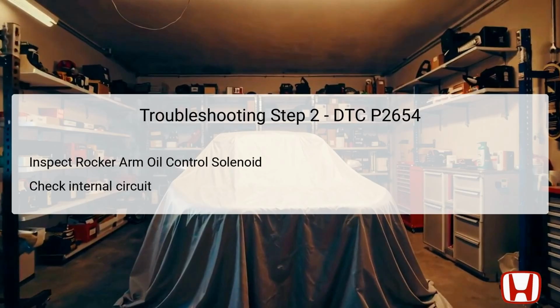A multimeter is used to measure the resistance of the solenoid's internal circuit, which should normally range between 13.9 and 16.9 ohms at room temperature. If the resistance readings fall outside this range, this indicates a malfunction within the solenoid itself, necessitating replacement. Ensuring good connectivity and performance of this solenoid is crucial for maintaining engine efficiency and responsiveness.